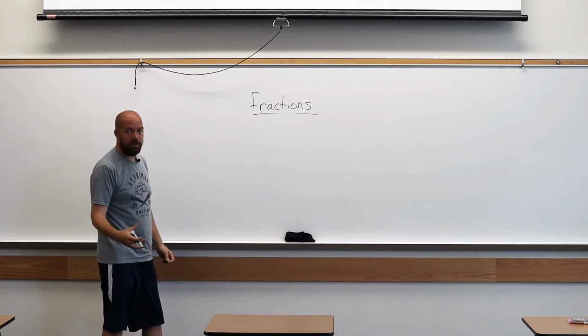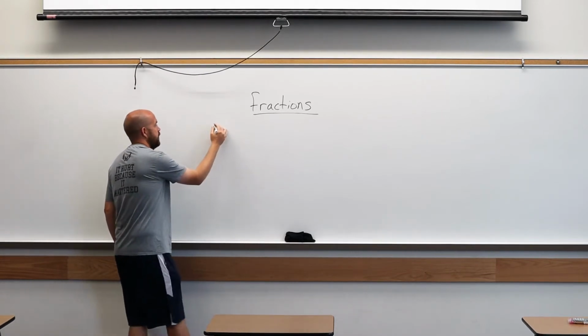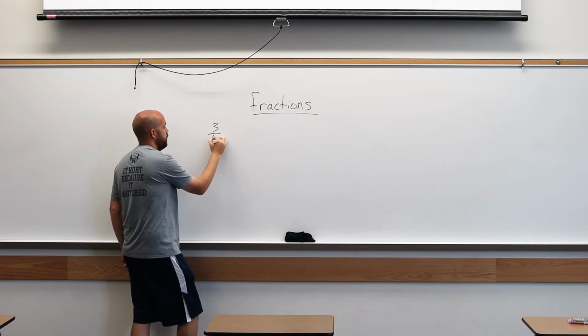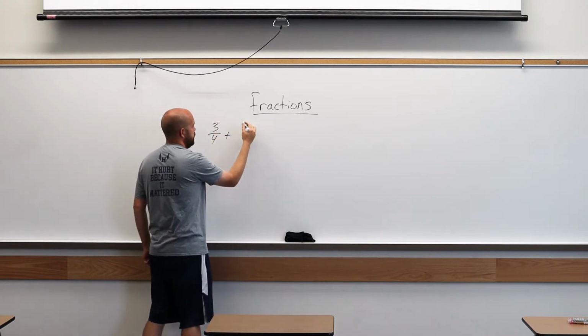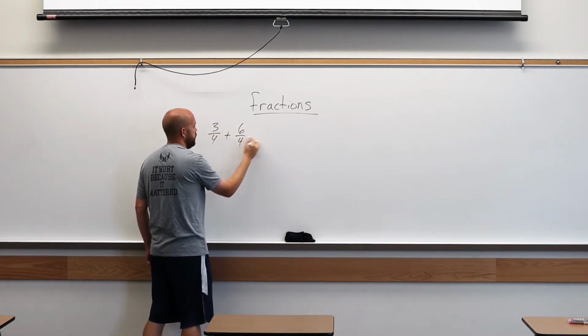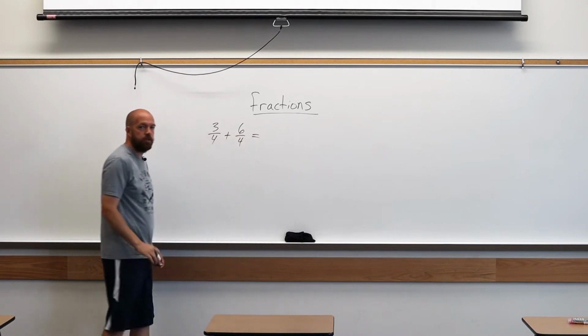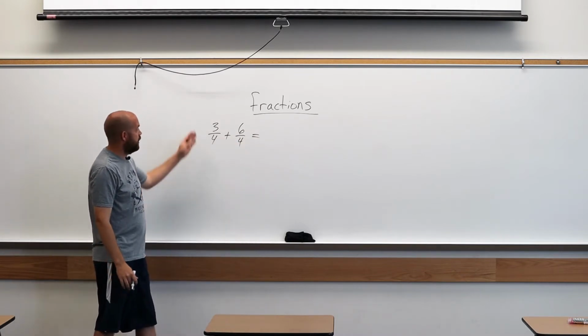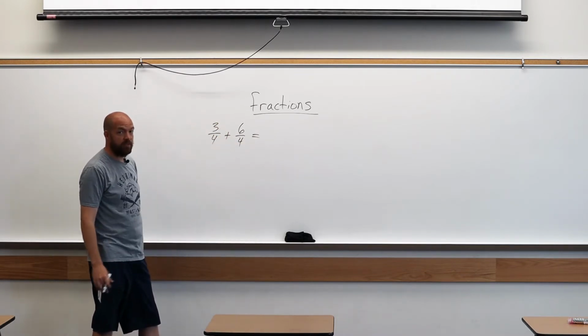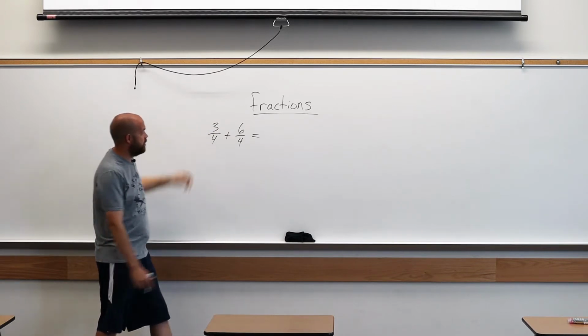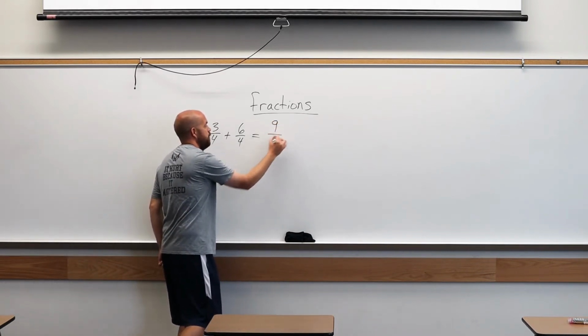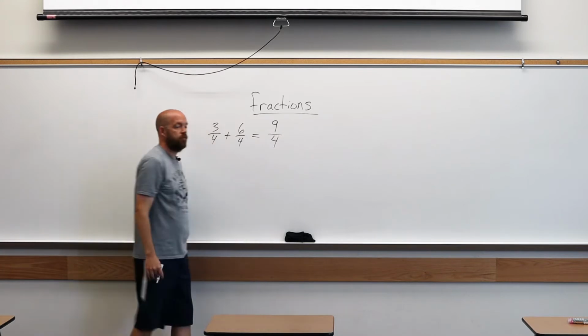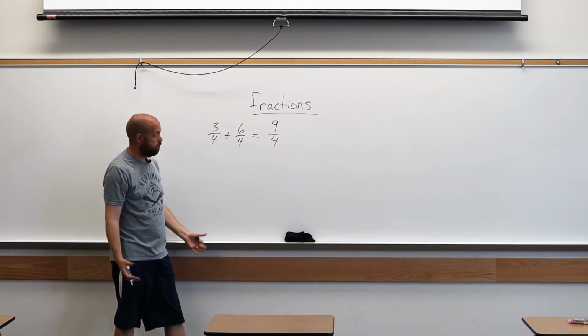Okay, so let's just add and subtract a couple fractions. Let's go with 3/4 plus, keeping it simple, 6/4, which could actually reduce, but just for practice's sake, we'll leave it. If I were to add them together, I would add straight across. On the top, 3 plus 6 is 9. The denominator stays the same, and so I get 9/4. Pretty straightforward.